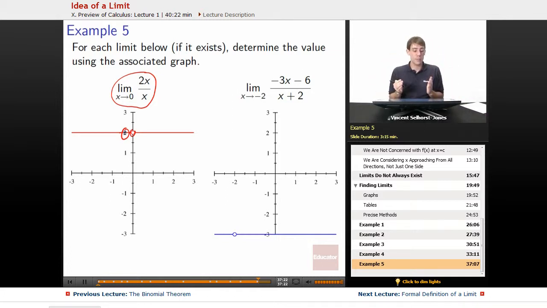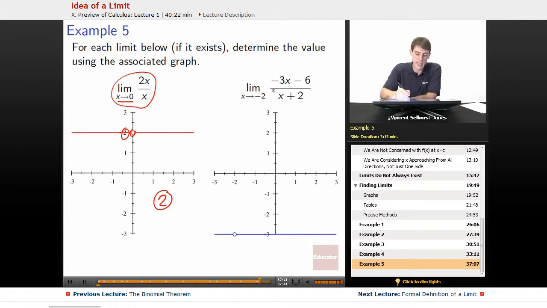While actually plugging in 0, if we plug in 0, 2 times 0 over 0 gets us 0 over 0. We can't plug in 0. So it doesn't exist at 0 over 0, but on the way to x equals 0, it exists just fine. So we can see what the limit is that it's going towards. So the limit that it's going towards is 2.